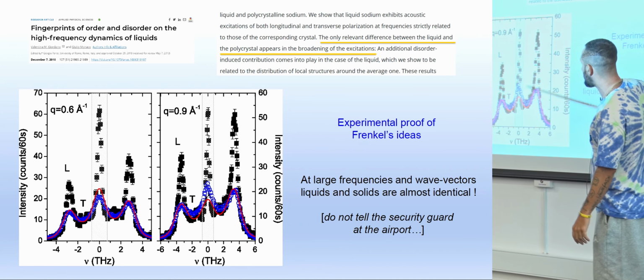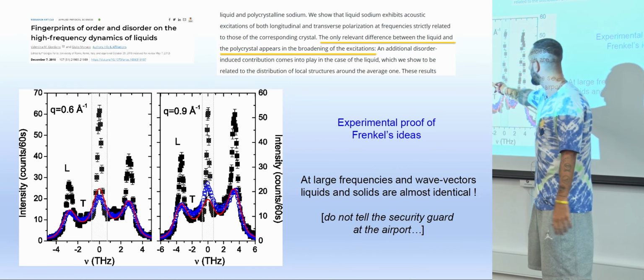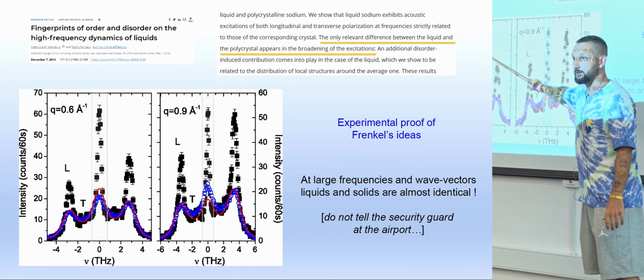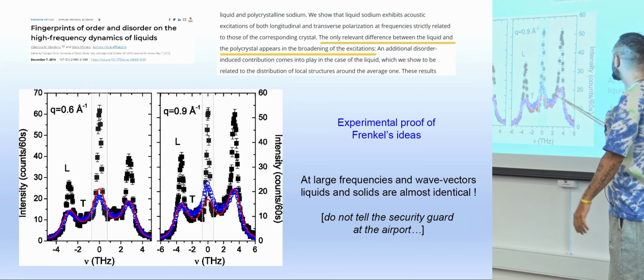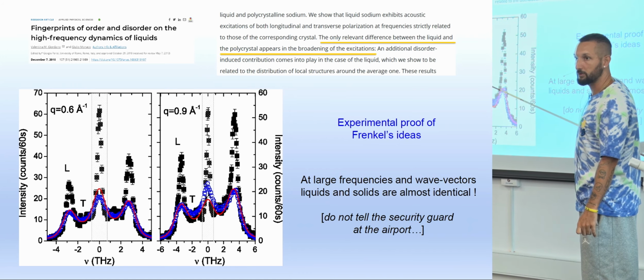Each of these peaks represents an excitation, so you are actually probing an excitation of the system. These are different wave vectors, and these are not small wave vectors, actually. These are already large wave vectors. And what you see is that both the liquid and the solid have the same type of excitation. You see the same peak.